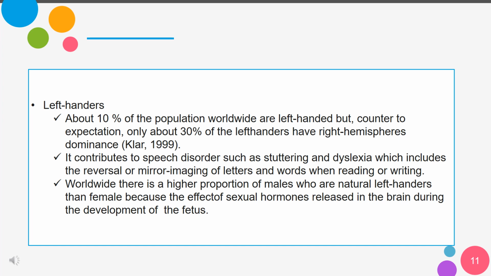And the lack of strong dominance for left-handers contributes to speech disorders, such as stuttering and dyslexia, which includes the reversal or mirror imaging of letters and words when reading or writing. Worldwide, there is a higher proportion of males who are natural left-handers than females because of the effect of sexual hormones released in the brain during the development of the fetus.